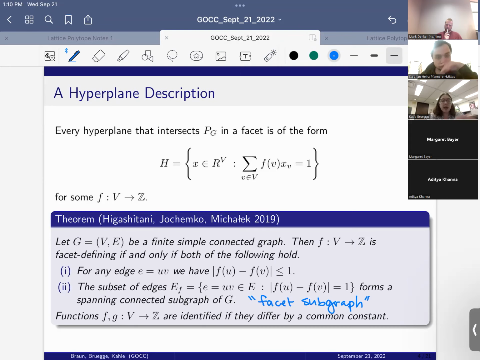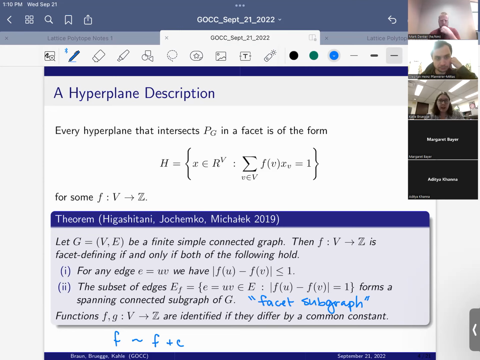And finally, because we are living in this space that's orthogonal to the span of the all ones vector, we say that we're going to treat two functions f and g as the same if they differ by a common constant. So what I mean by that is if we have a function f, we can identify that with f plus c for any constant c. So this is giving us a bijection between certain integer labelings of the vertices of the graph and facets of the polytope. So we now have a strategy for counting these facets.